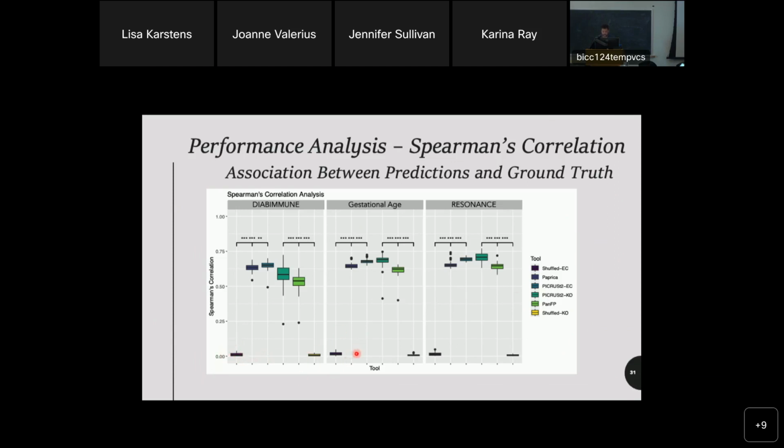So here and here and here and here, we can see that the Spearman's correlation between the shuffled null data sets and the ground truth was essentially 0 as expected, and it indicates that these data sets serve their intended purpose. We can also see from this figure that PICRUSt2 exhibits significantly greater correlation with the ground truth than other metagenomic inference tools. And all tools exhibit significantly greater correlation with the ground truth than the shuffled null data set, which indicates that associations between each metagenomic inference tool and the ground truth are biologically relevant.